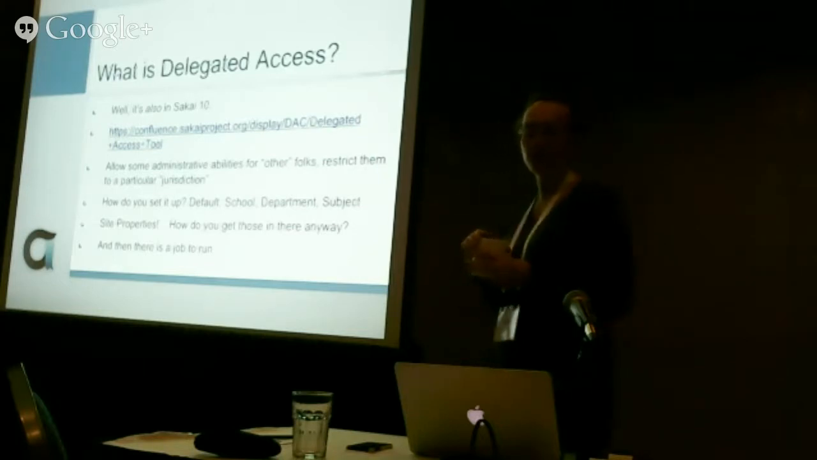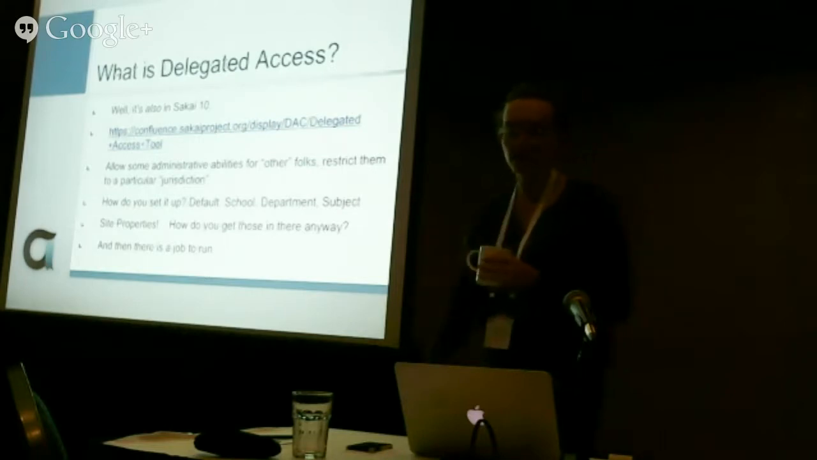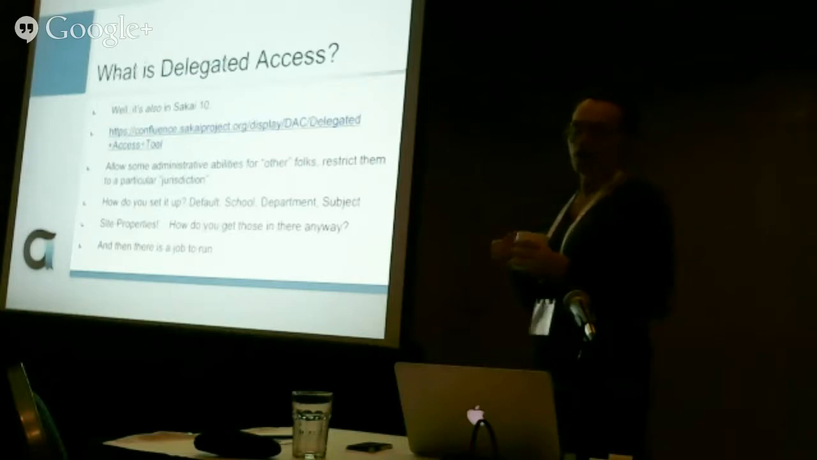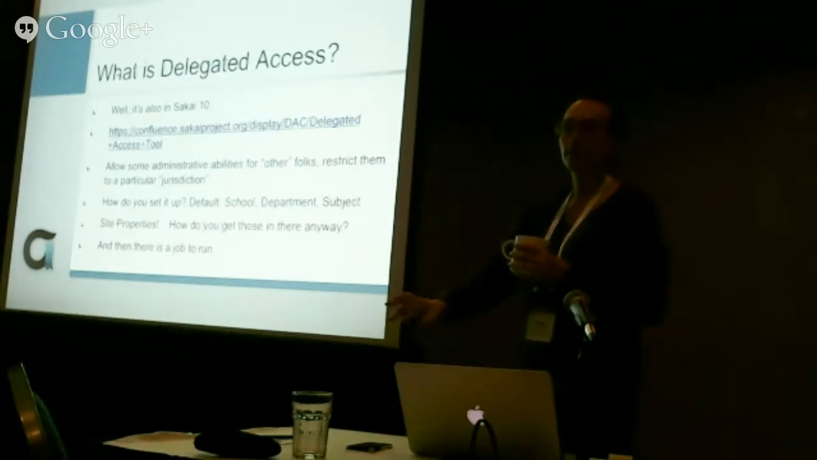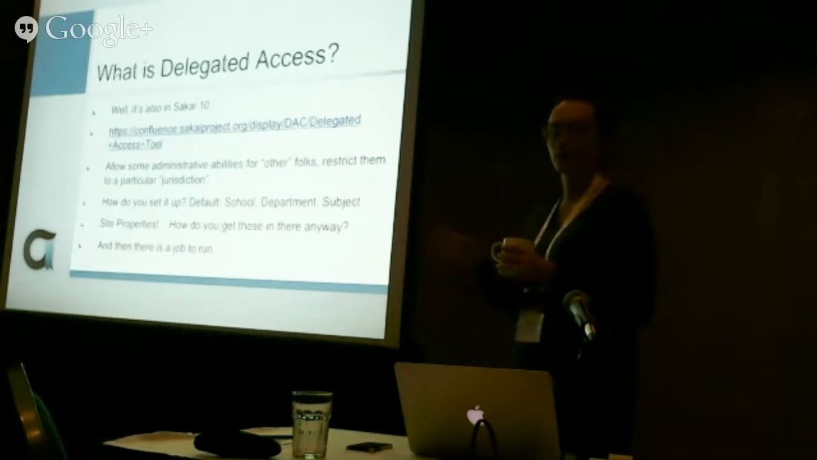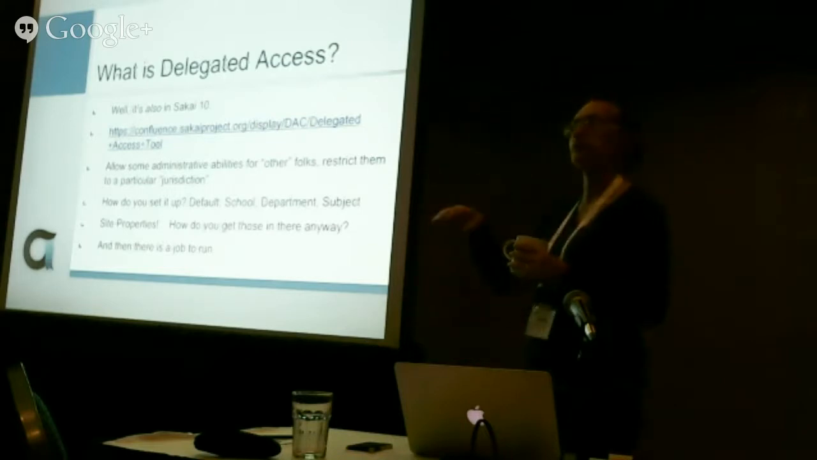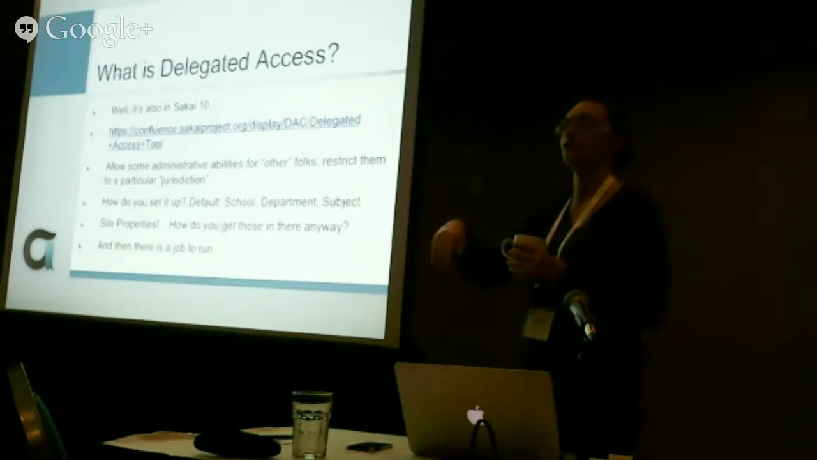So the first thing that you need to do in order to get delegated access up and running is you have to be able to set up that hierarchy. So how do you do that? As I said before, you get school, department, and subject, and then term for free. So you already have term on all your course sites. But we need to get that school, department, and subject, or whatever your particular structure is going to be, set up. So how do we do that?